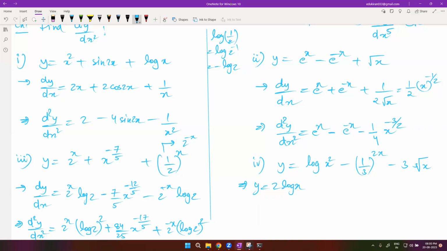Then this is 1 by 3 power 2x, right? How can you write this? First, we can write it as 3 to the power minus 2x. Then 3 to the power minus 2 whole power x can be written, or rather than minus x, you can take minus x here and move minus from here. You can also write it like this: 3 to the power minus 2x can be written as 3 to the power 2 to the whole power minus x. Basically, this is nothing but 9 to the power minus x.